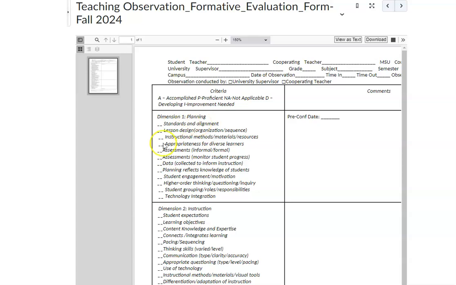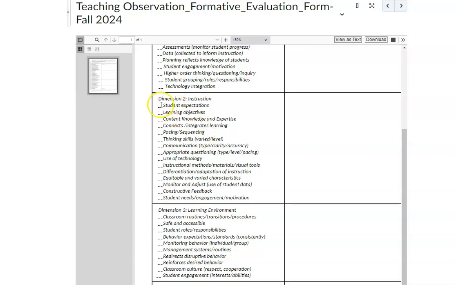The first part of it is all about planning, and this planning aspect actually comes from your lesson plan. So when you submit your final lesson plan, that is what I'm going to look at. Some things to think about are higher order questioning skills, student grouping, roles and responsibilities. We've talked about that with all the ones that I've done pre-conferences with. What does that mean?